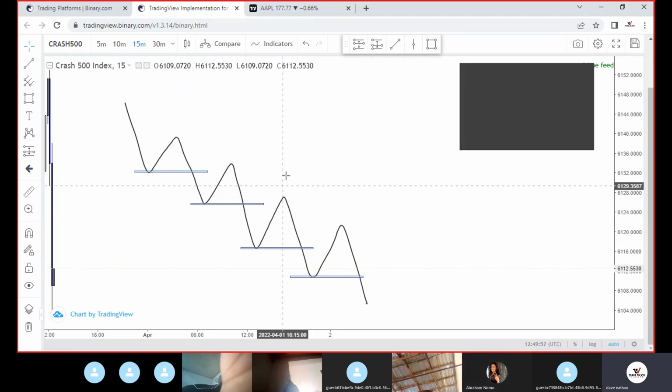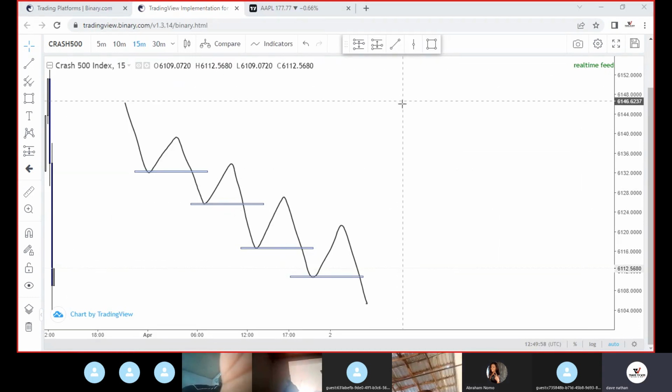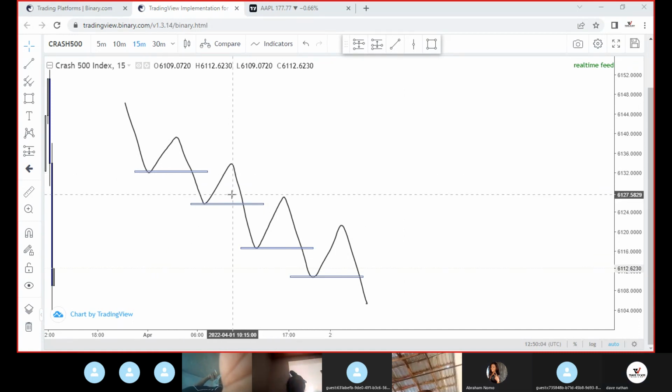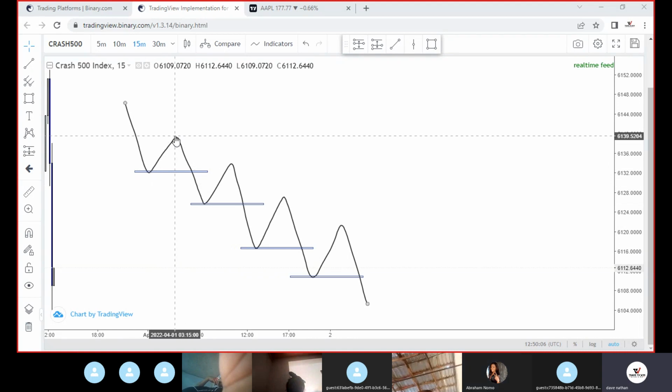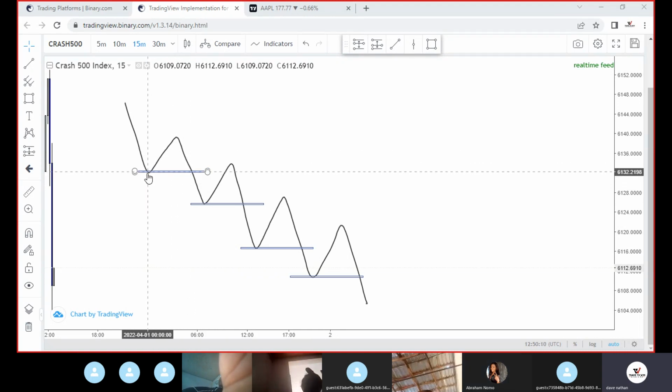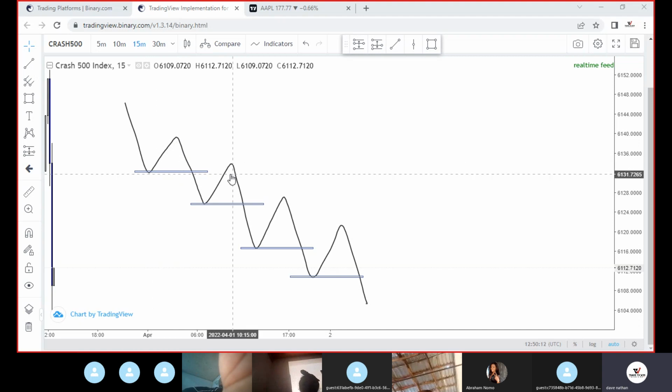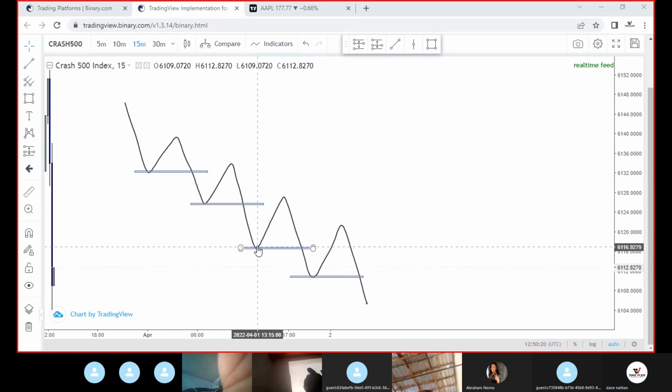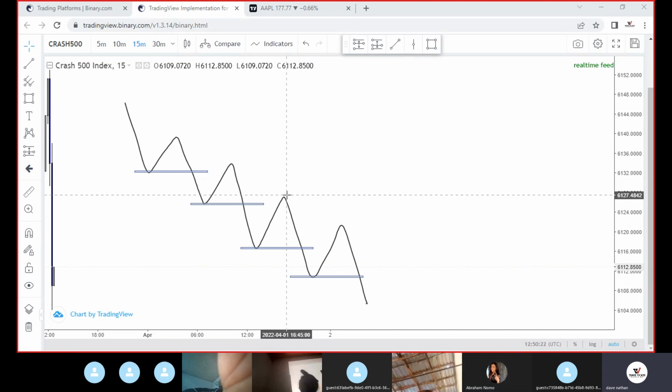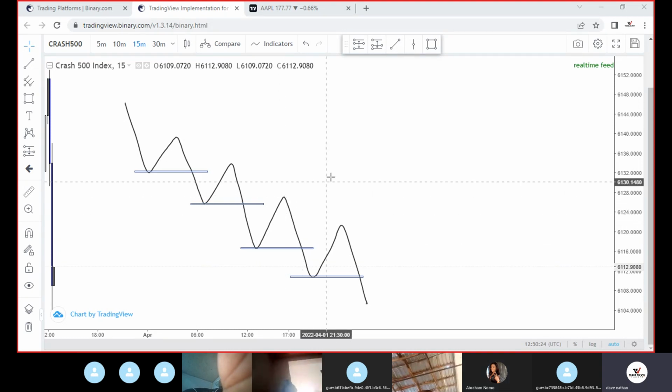All right, so where did this break start from? For this first support that was broken, it started off from here. This impulsive move was what led to this break. This second support that was broken, this impulsive move was what led to this break. And then this point that was broken, this impulsive move was what led to this break.